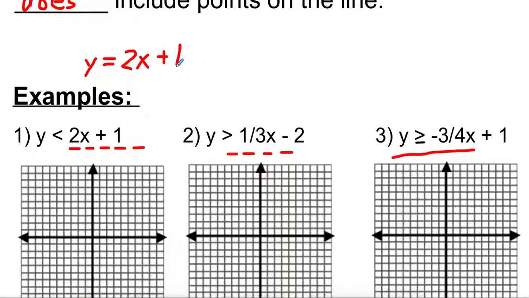And this should just be a normal slope-intercept form. The y-intercept is at 1. So I'm going to go to the y-axis at 1. And then I'm going to rise 2, and if there's no denominator on my slope, I'm going to add a 1. So rise 2, run 1, rise 2, run 1, rise 2, run 1.